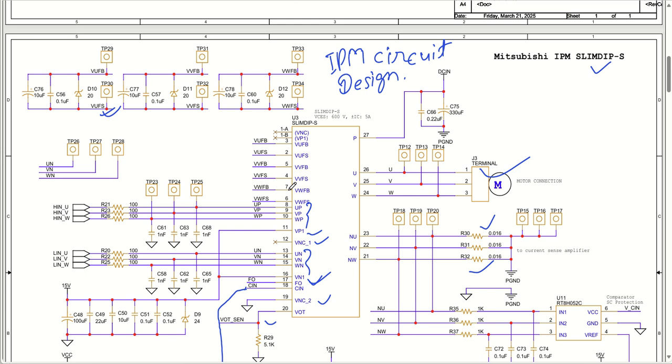If you have any questions or you want to utilize some other IPM for your design, I have used a 600 volt 5 ampere current rating IC. You can use the L series, or I have used the S series. Then there are the L series, M series, X series, or W series. Whichever series you want to use, you can use. The circuit will be exactly the same, just the power rating will increase. Okay, so this is how it will work out.